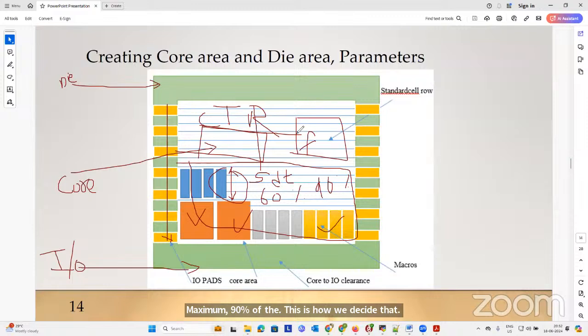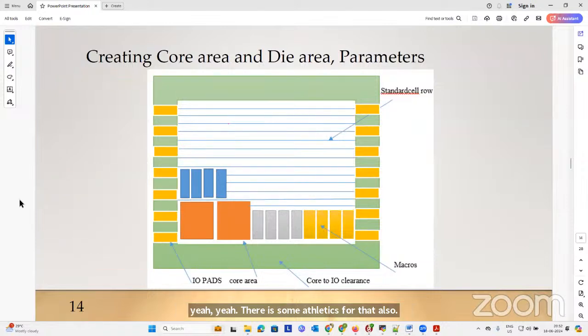There are some mathematical formulas that also will be taught. Okay. Clear so far, everyone? Everyone is able to understand? Any questions? Please let me know. We'll end the session for today here.